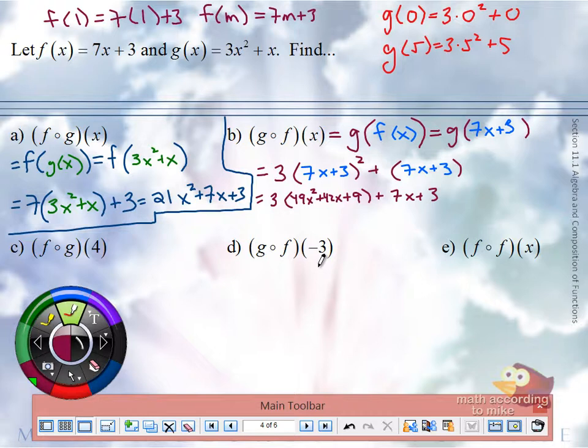Make sure that after foiling, you get 49x squared plus 42x plus 9. Distributing that 3 through, you get 147x squared plus 126x plus 27. This plus 7x plus 3 tags along. So combining like terms, what's our final answer?